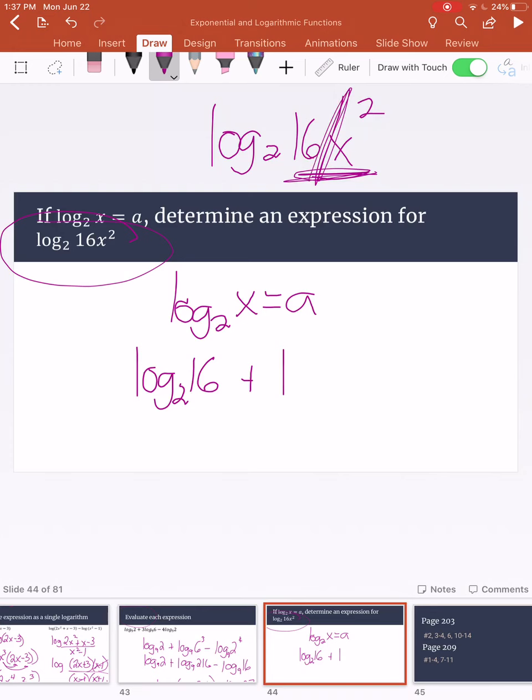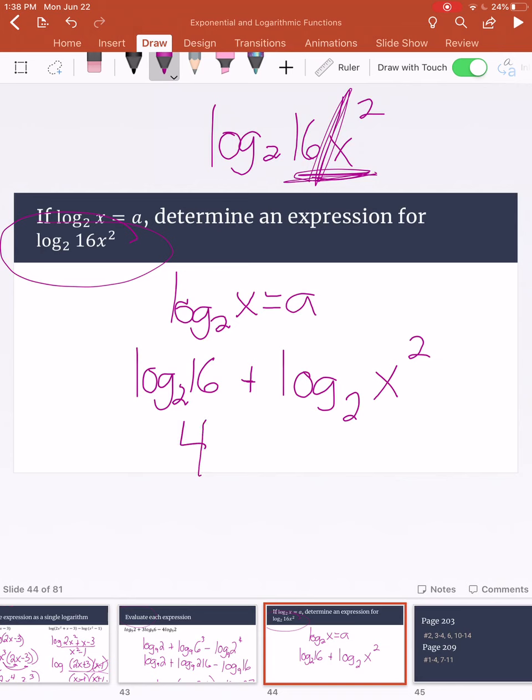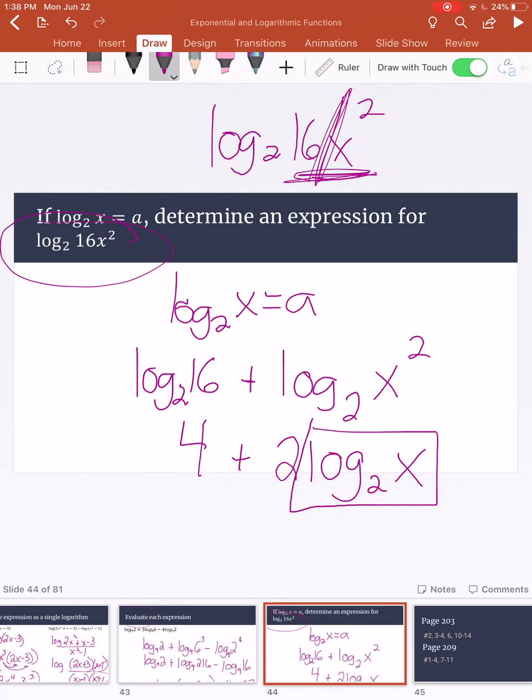So I'm breaking those two arguments apart, which means I'm going to add the two logarithms. And of course they need to have the same base. Okay, log 216, from here I can evaluate that just equals 4, and you can type that in your calculator. I'll use log laws and bring the exponent forward as a coefficient. And now I've gotten to the point where I have log 2x. That's my goal, because now that I have that exact same expression, I can substitute an a for it. So then I end up with just 4 plus 2a as my final answer.